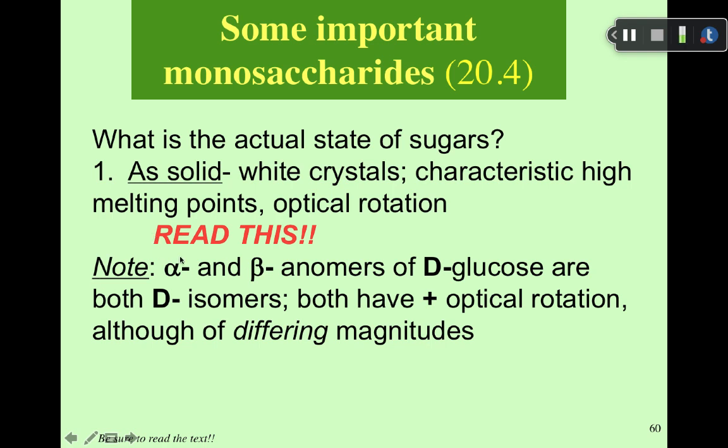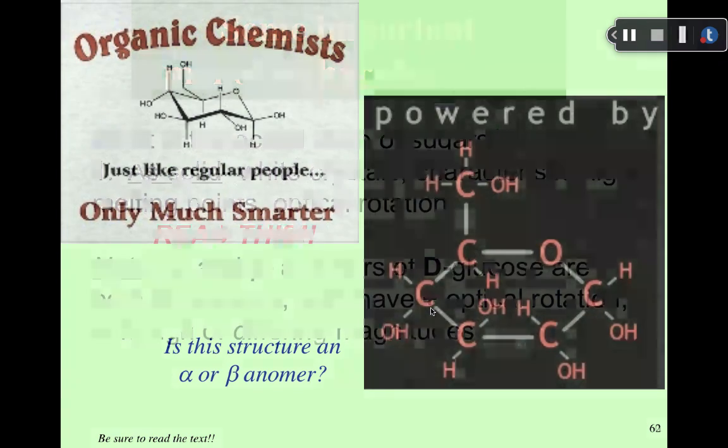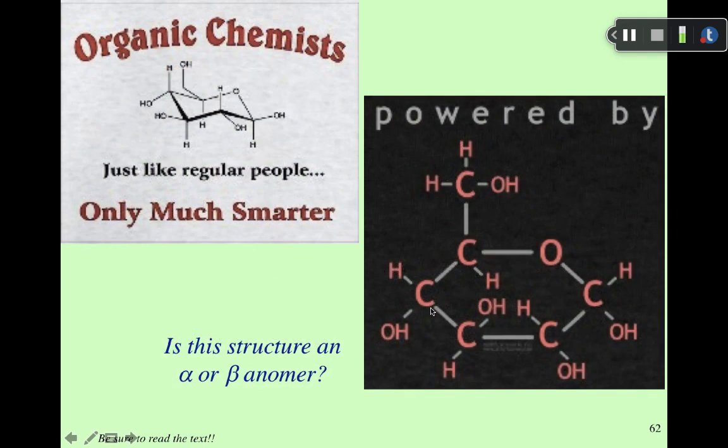Notice that either the alpha or the beta anomer of glucose is still a D-glucose, and they have the same optical rotation in a clockwise sense, but differing magnitudes. Not a big deal because you're not going to actually look at the details on those. So here's a couple of funny cartoonish things that are t-shirt designs, honestly, and they're actually glucose. If you take a look at these, you can figure them out.